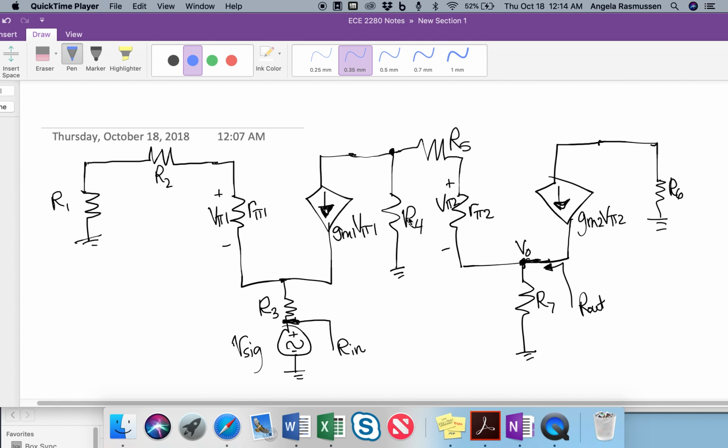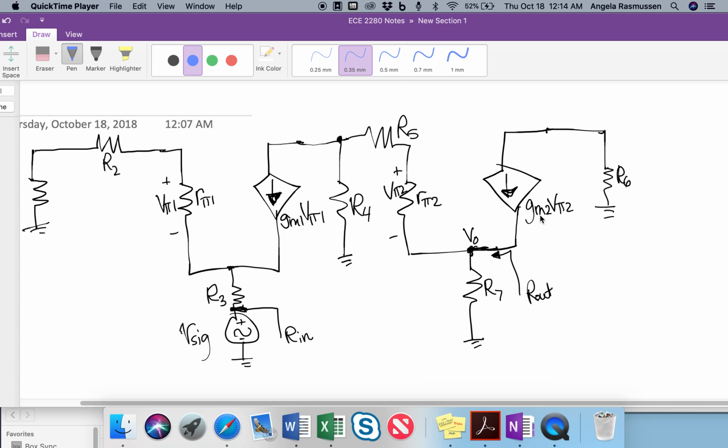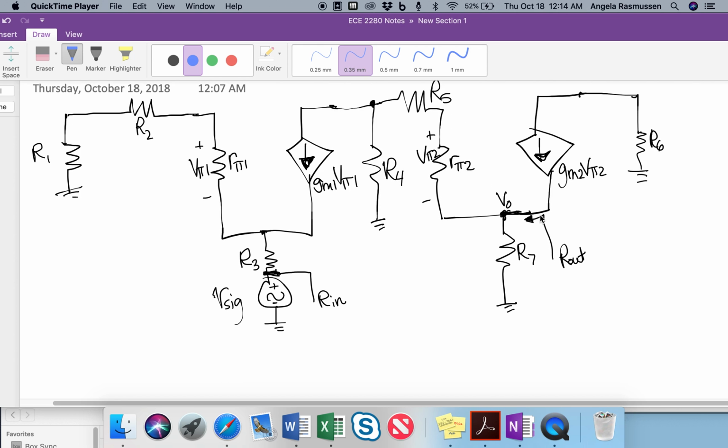This is an example of solving for the hybrid pi circuit. So typically you want to find Rn, Rout, and the gain Vout over Vsig, or the V input. In this case, the input is Vsig. So let's start with the Rn.